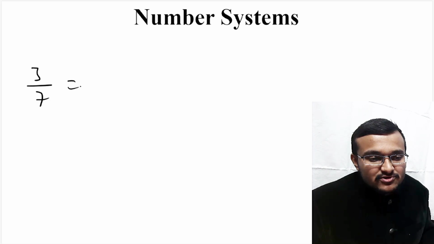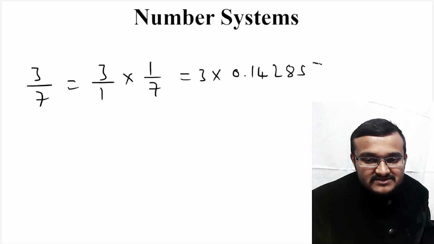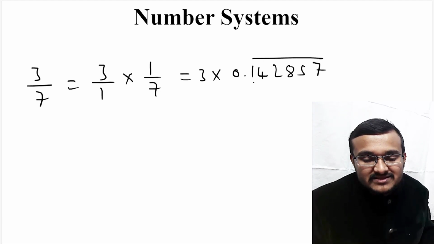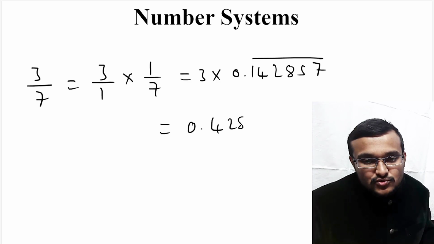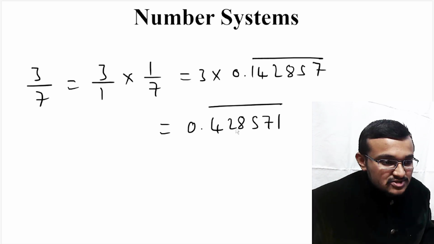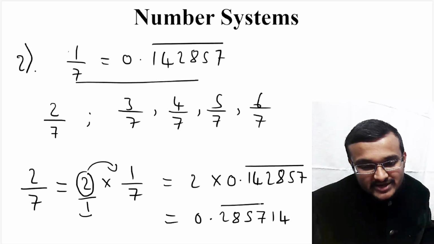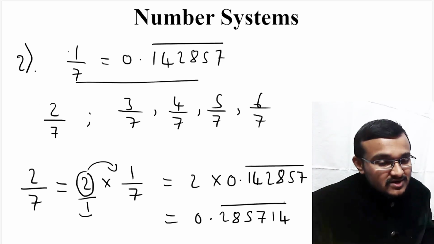So 3 by 7 also you can write as 3 by 1 into 1 by 7. That means 3 into 0.142857. When you multiply 3 with this, you will get the answer as 0.428571. Again this particular value recurs. In the previous case also, when you do 2 by 7, this particular 0.285714 also recurs.